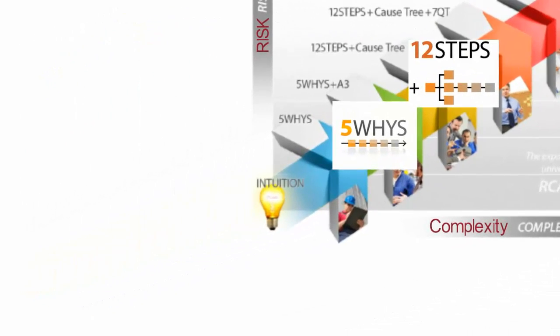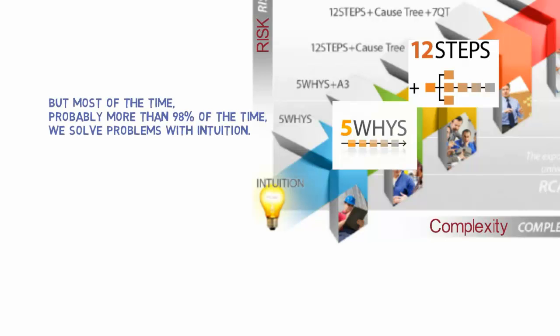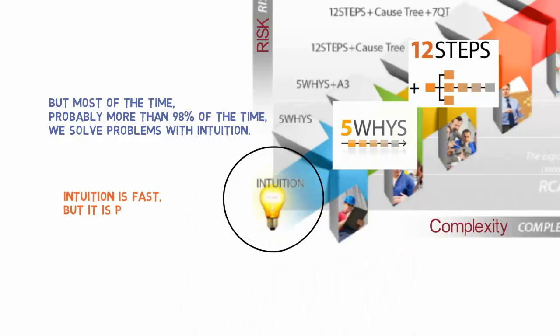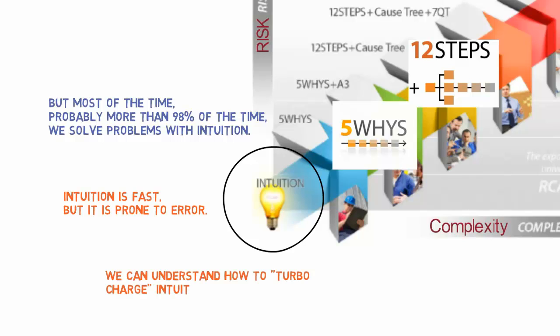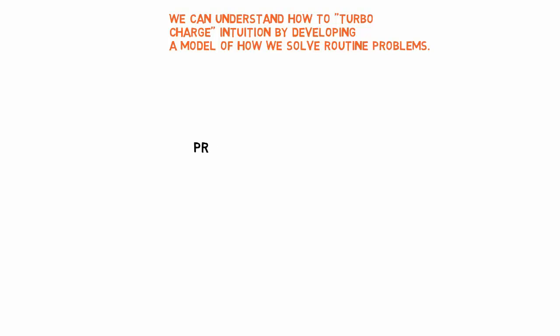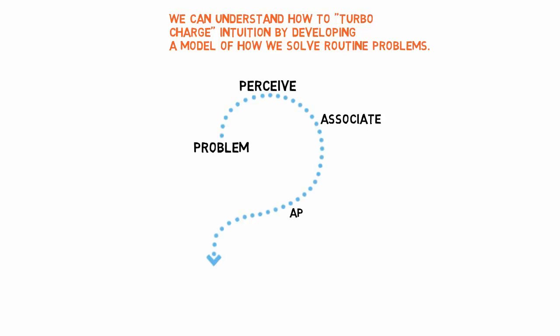But most of the time, probably more than 98% of the time, we solve problems with intuition. Intuition is fast, but is prone to error. We can understand how to improve the reliability and effectiveness of intuition by developing a model of how we solve routine problems. Our senses allow us to perceive something about the problem.